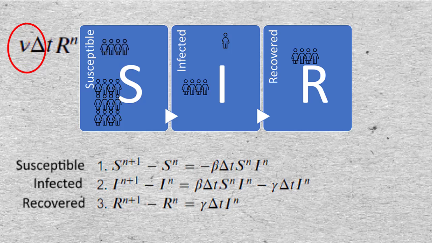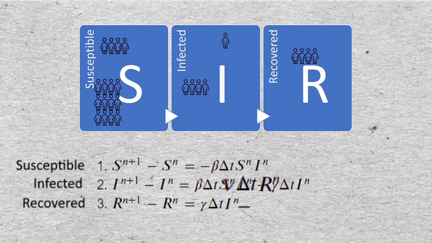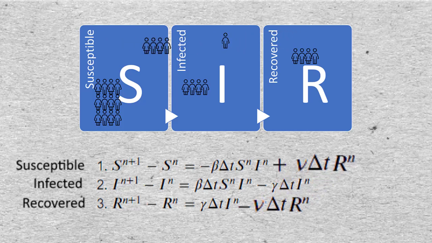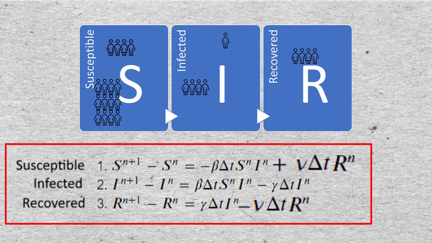So we can write the loss in the R category in time delta t as minus nu delta t R. Nu would have been determined by observation in comparable environments. The loss in R, of course, is a gain in S. This is our revised SIR model incorporating limited immunity of recovered individuals.